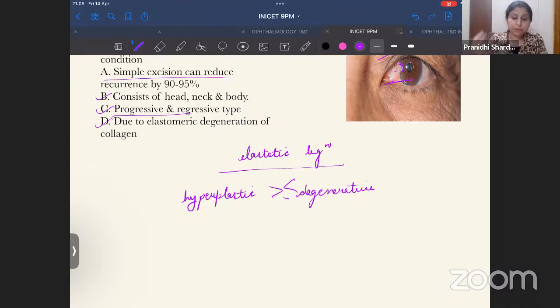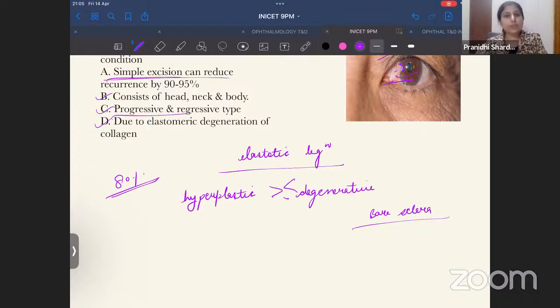The first option says that simple excision can reduce recurrence. Actually, there are two main types of surgeries we do in pterygium. One is the bare sclera technique, in which we remove this fibrovascular growth and do not put any sutures or any autograft. That is the simple excision, or the bare sclera technique. In this technique there is high recurrence. The option says it can reduce the recurrence, but actually it can recur in up to 80% of the cases.